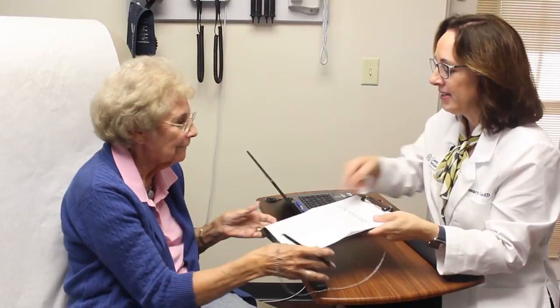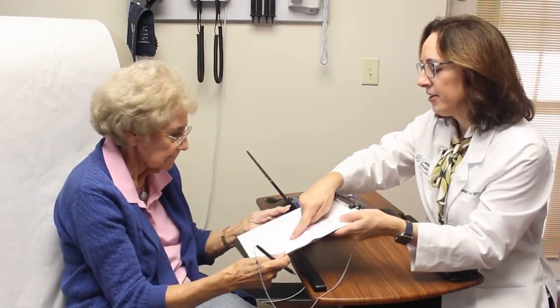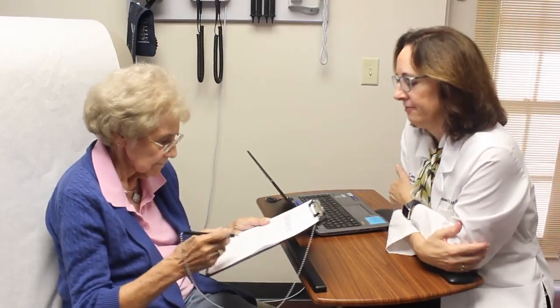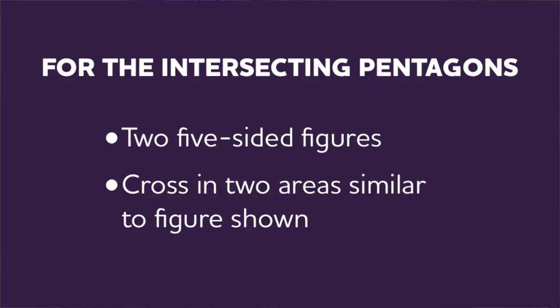So keep the pen. Look at this figure there. I want you to make a copy of that figure exactly as you see it over here. Okay. For the intersecting pentagons, you want to make sure there are two five-sided figures. You also want to make sure that there is a cross in two areas similar to the figure shown.